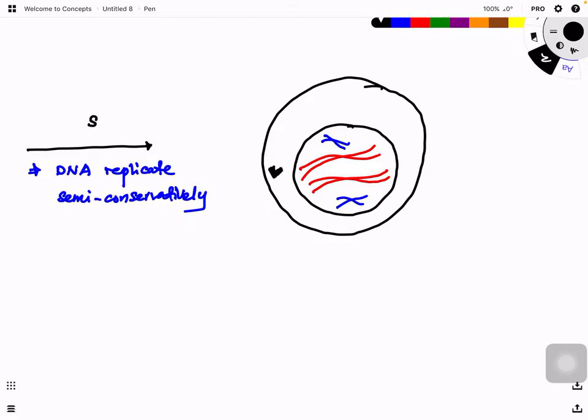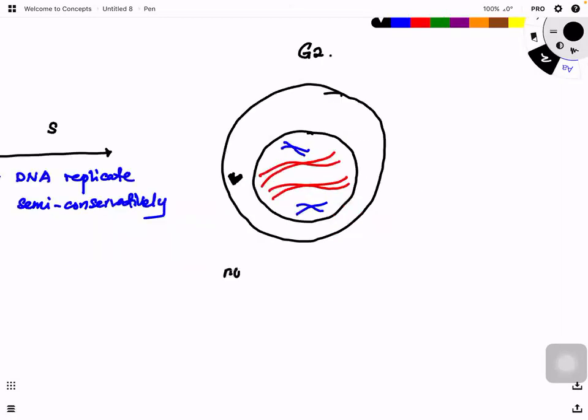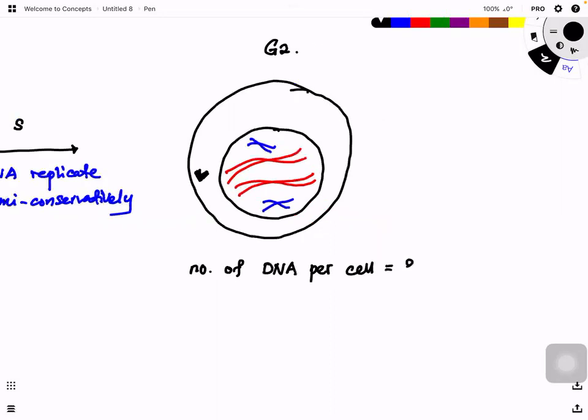Okay, so this is during G2. Haven't started the mitosis yet. If I ask you in this case the number of DNA molecules per cell, it is now equal to 8. Doubled because DNA replication takes place. From 1 molecule you get 2 molecules. So 4 molecules times 2, you have 8 molecules.